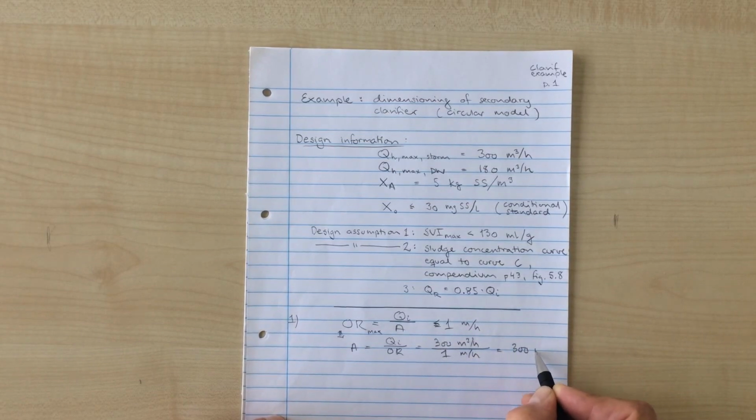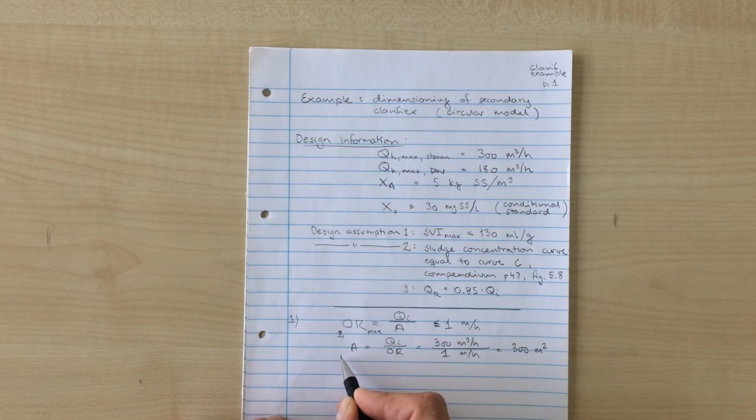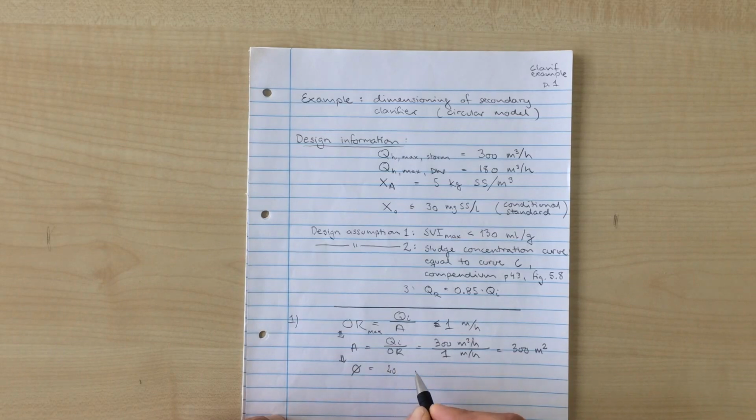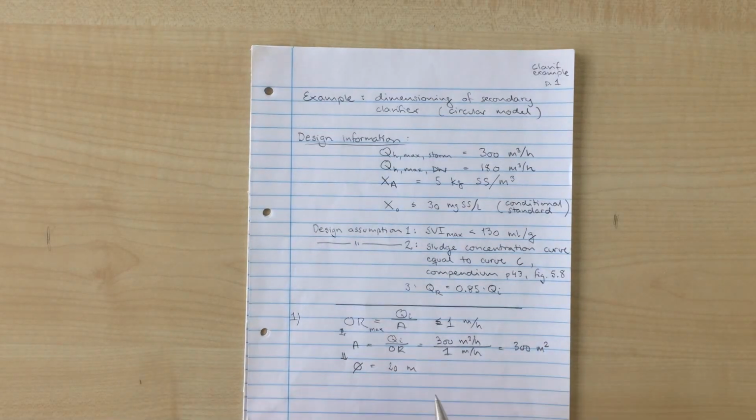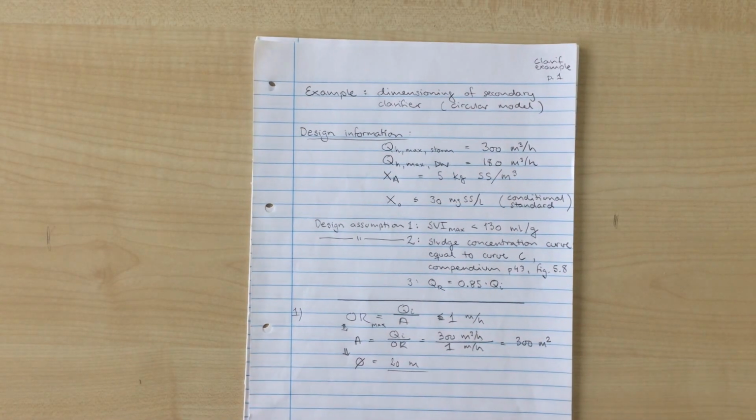so that gives me an area of 300 square meter, and that is equivalent, for a circular tank, to a diameter of approximately 20 meters, a little less than this. Okay, so I know that I'm looking for a clarifier that is in the order of 20 meter in diameter here. Next step is to choose a side water depth for the clarifier.